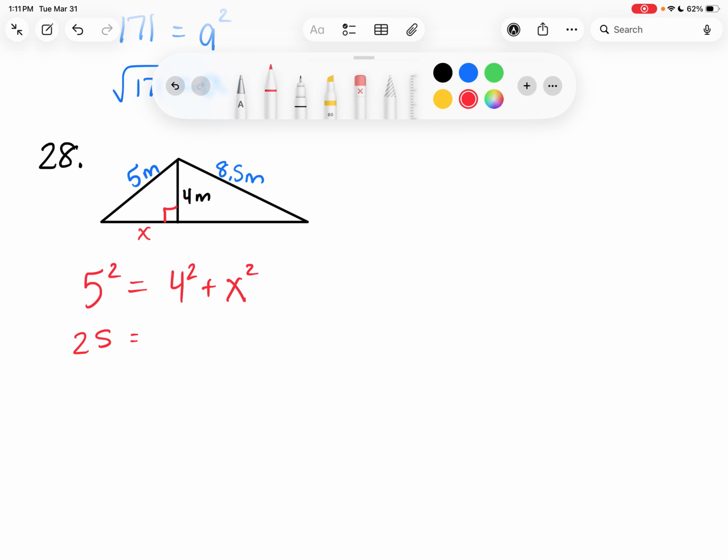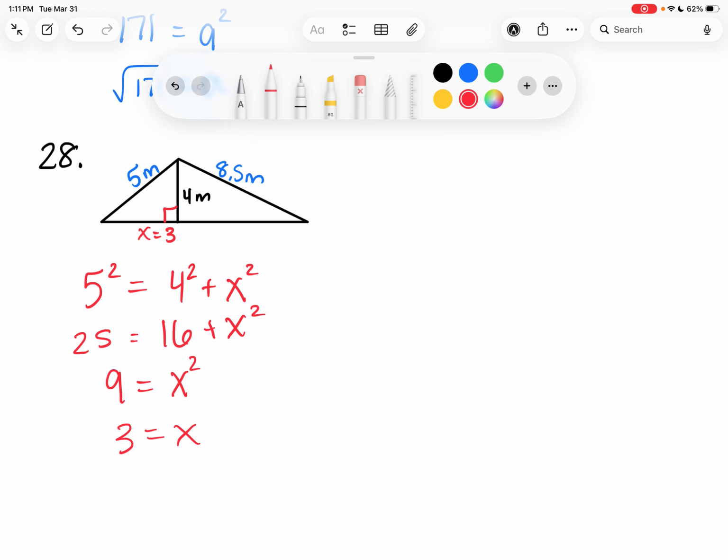Okay. 4 squared is 16. 25 minus 16. Oops, forgot the square root. All right, so this little part is 3. Hopefully by the end of this lesson, you will just have recognized that and not have needed to do the work. It's a 3, 4, 5 triangle.